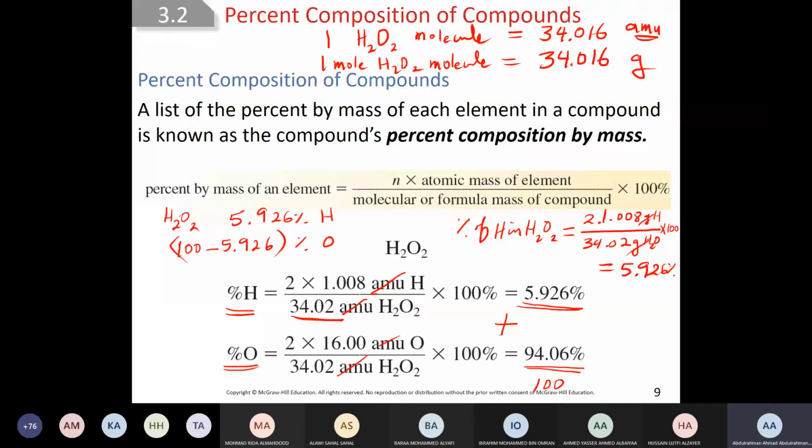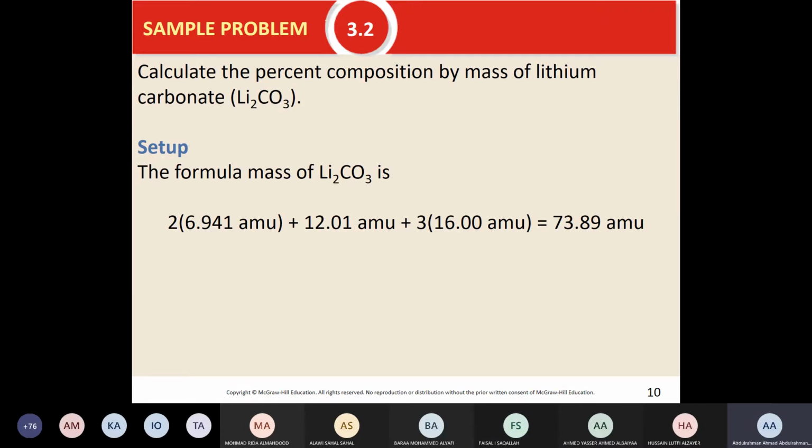So, Doctor, AMU is equal to gram? No, no, no. Is one molecule equal to 1 mole of molecules? No, of course not. AMU is a very, very small number. I will tell you what it is equal to in a while. Okay, good. Next.